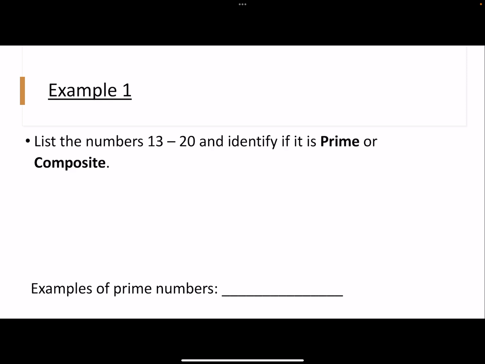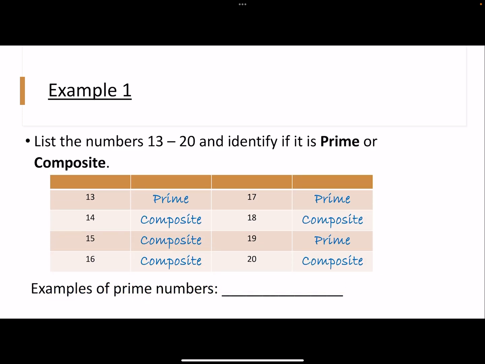All right, so let's think about the numbers from 13 to 20, and we're going to identify each as prime or composite. I've identified 13 as a prime number because the only numbers that I multiply together, and again I'm thinking about whole numbers, that give me 13 are 1 and itself. So we're going to consider that a prime number.